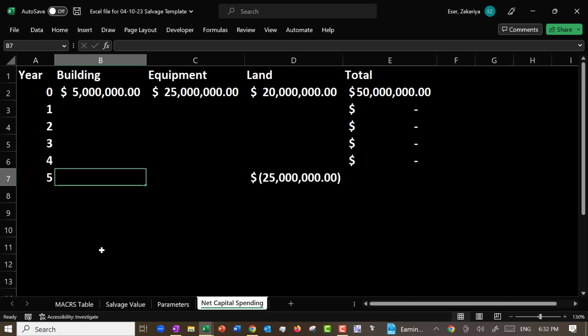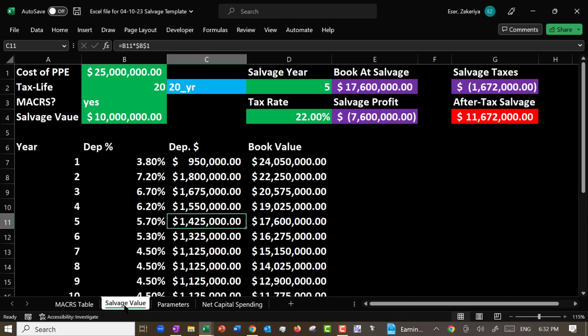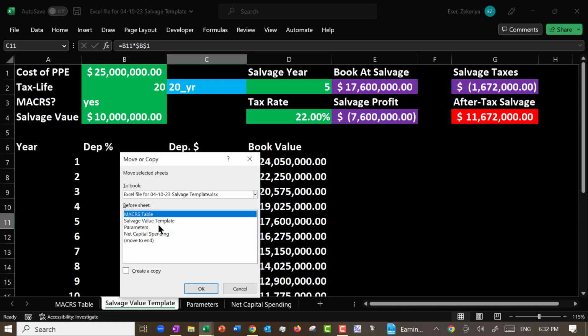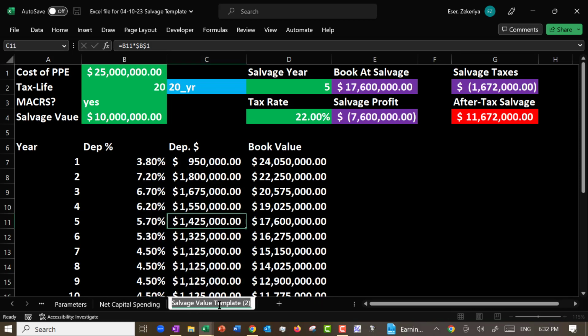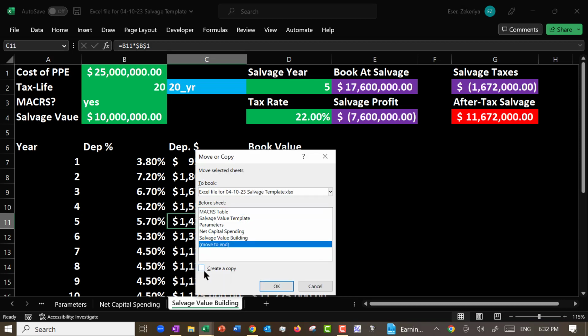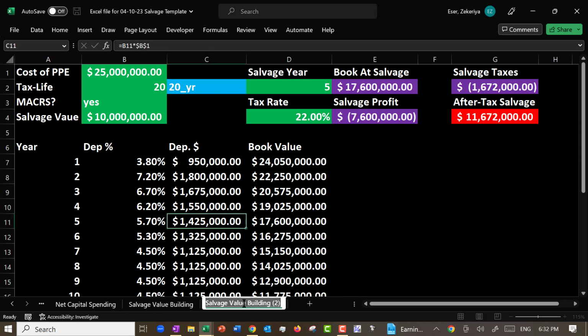I'm going to actually, let's call this template, because I have 2 different types of assets subject to depreciation. I'm just going to duplicate this one. And let's call this salvage value building. And I'm going to duplicate this again. Salvage value equipment. Now let's take salvage value building.